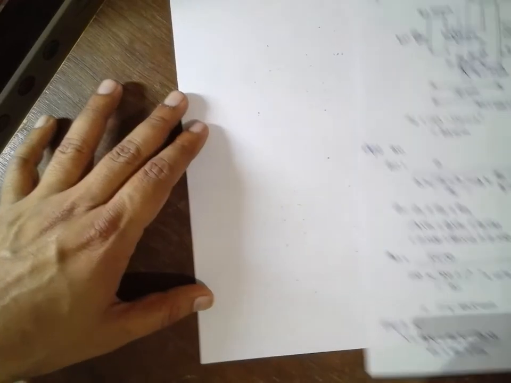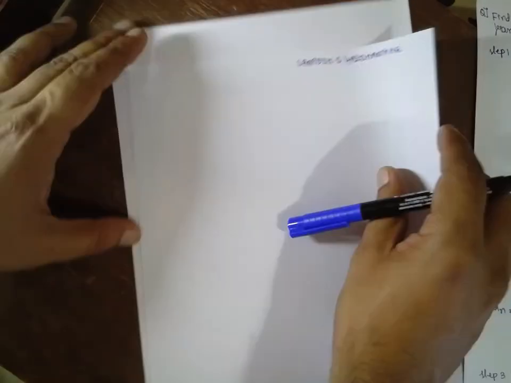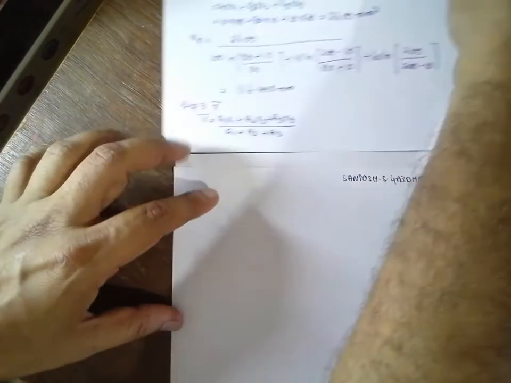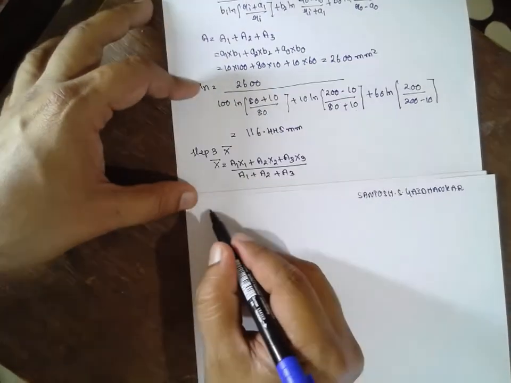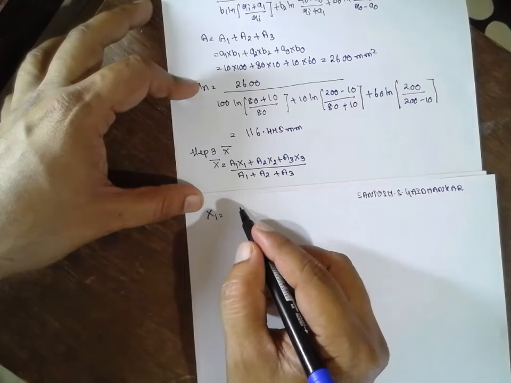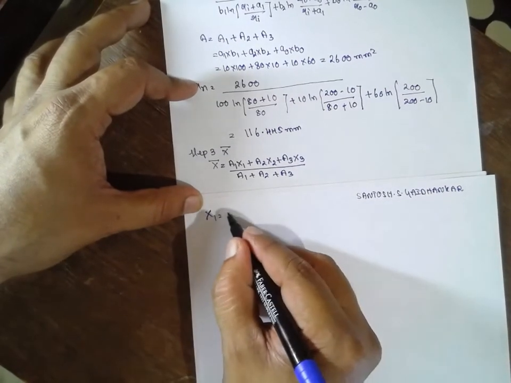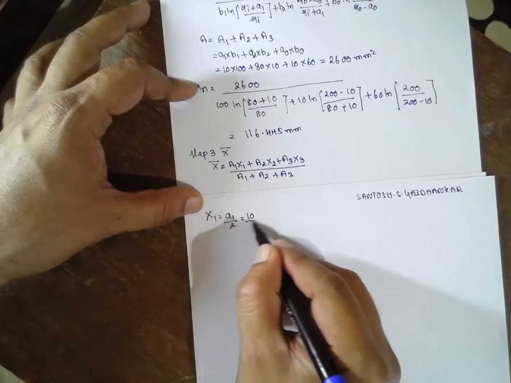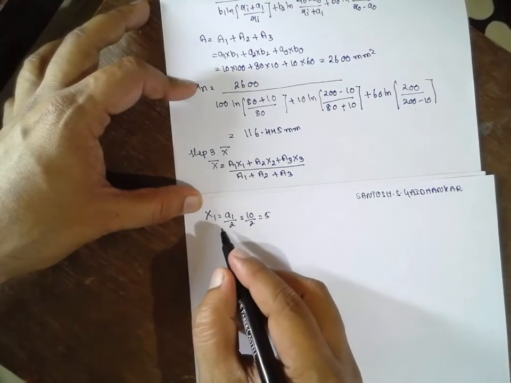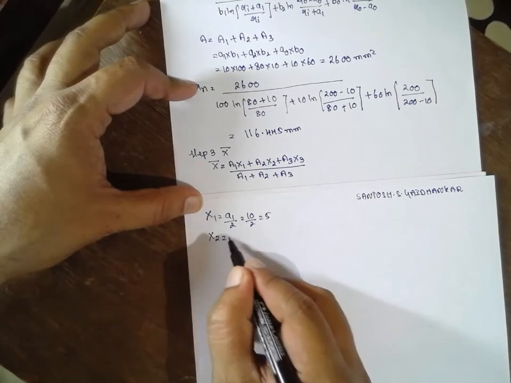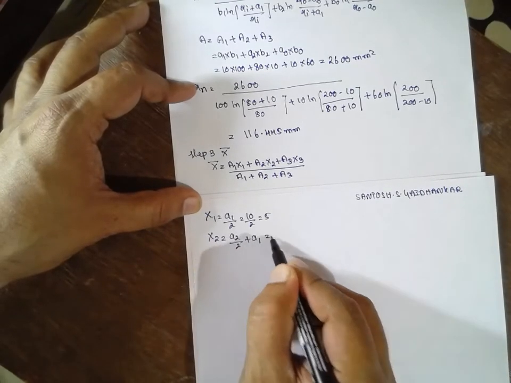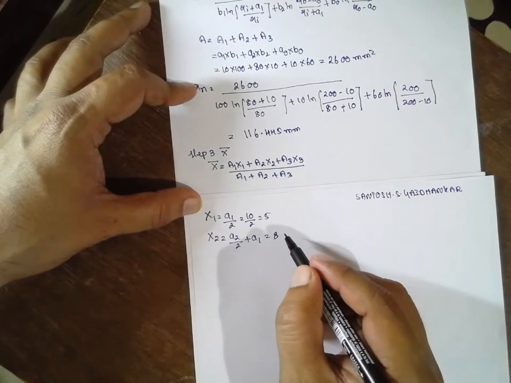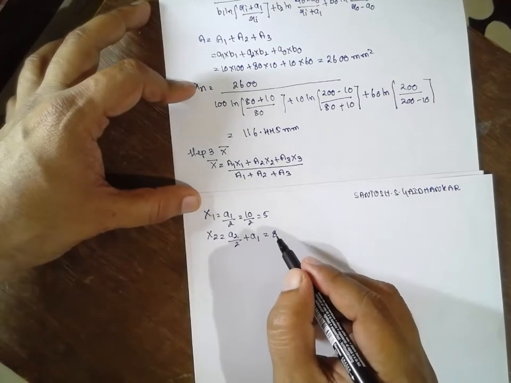Now, what is x1 here? The x1 is nothing but A1 by 2. What is A1? A1 is 10, divided by 2 is nothing but 5. What is x2? x2 is nothing but A2 divided by 2 plus A1. What is A2? A2 is 80. Sorry.